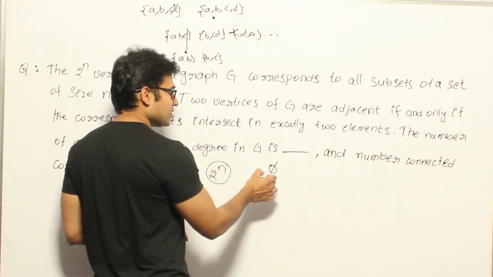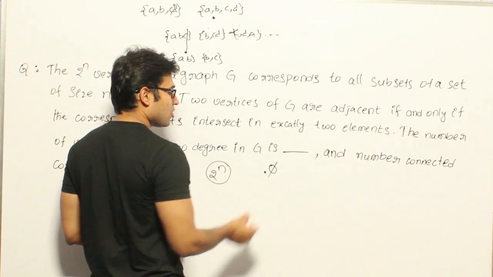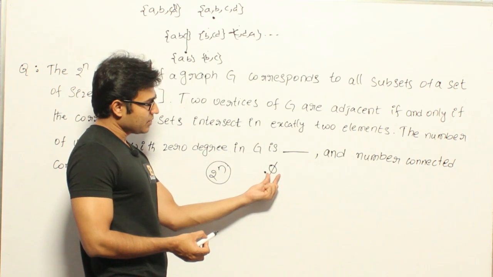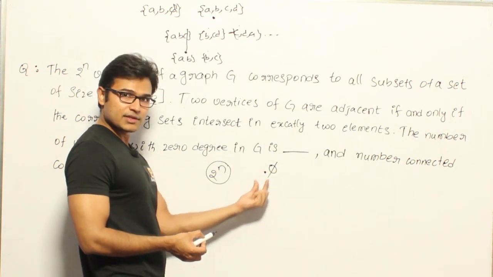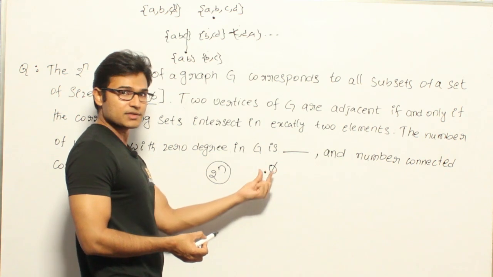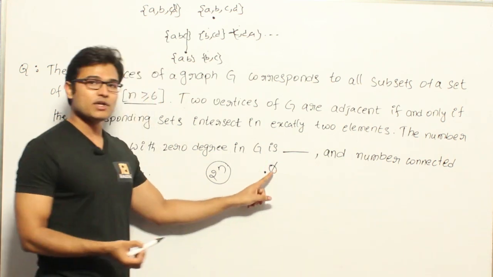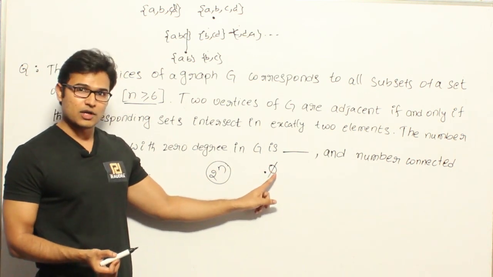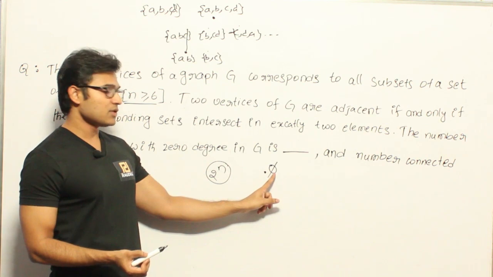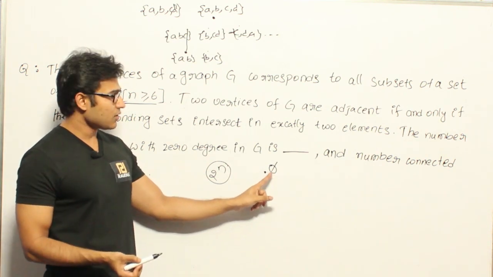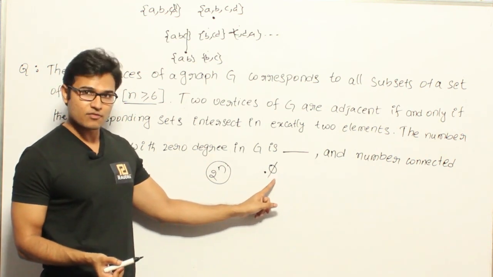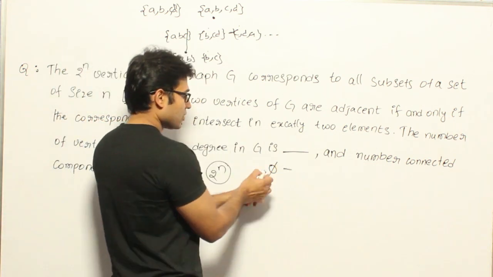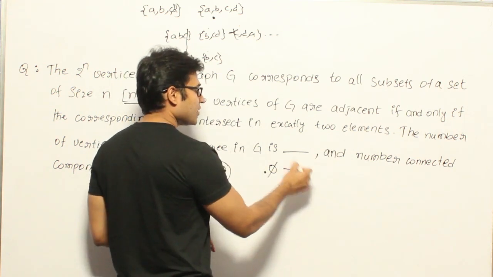Now this particular vertex will not be adjacent to any other vertex. The reason is, if it has to be adjacent to any other vertex, then the intersection between these two sets should contain 2 elements. But you cannot get 2 elements from phi. Since the cardinality of phi is 0, you cannot take the intersection of any set with phi and get 2 elements. Therefore, you cannot find any vertex in the graph adjacent to this. Therefore, its degree will be 0. So the vertex representing phi has degree 0.